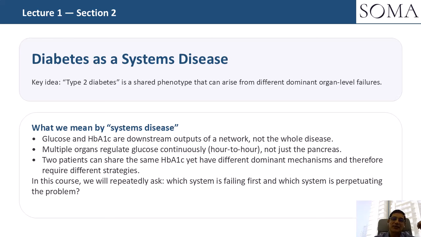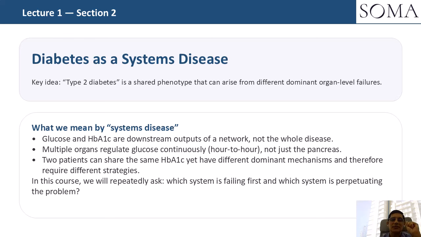To understand diabetes properly, you have to stop thinking only about the pancreas. Yes, the pancreas is involved, but the pancreas is often the organ that fails last. It is the final organ that can no longer compensate. The deeper story begins earlier and it involves multiple systems: the liver, skeletal muscle, adipose tissue, pancreas, gut, the brain, the endocrine system, the immune system, the circadian system, all interacting continuously every hour, every day.